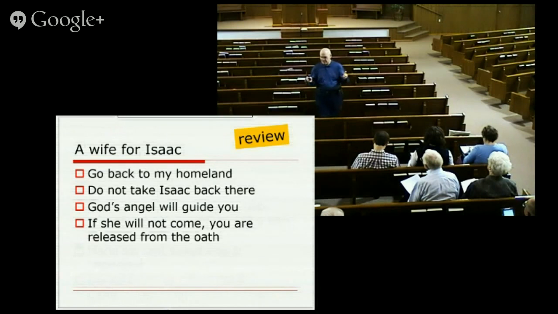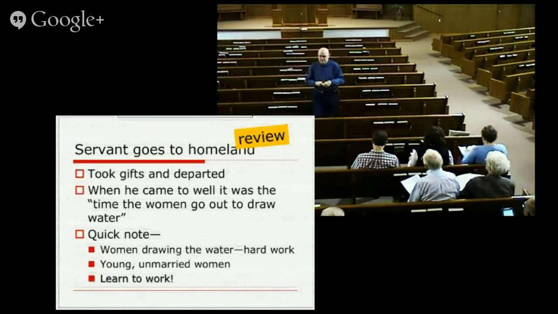He says, God's angel will guide you. Go back and find the wife. And if she won't come back with you once you find her, then you're released from the oath there. So he took gifts to the party. I'm going to go back and look. I think it brings about 10 camels that he took. Well, I don't know if that's just on gifts or that's the people he had with him or what, but I'll comment about that here in a minute.